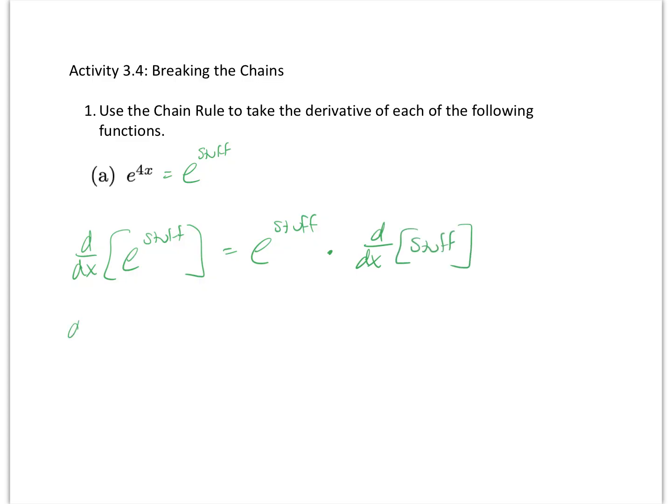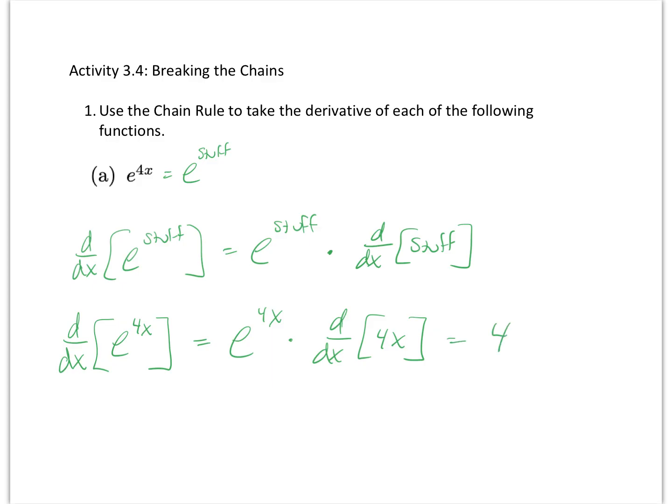Okay, so instead of stuff now, I'm going to write 4x. The derivative of e to the 4x is going to be e to the 4x times the derivative of 4x, which is 4. So this is going to be 4e to the 4x.